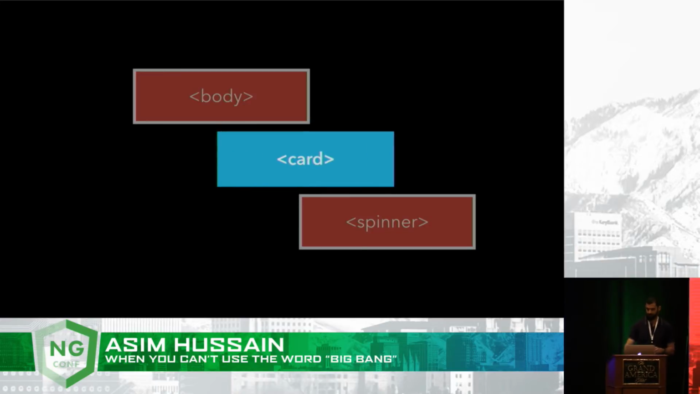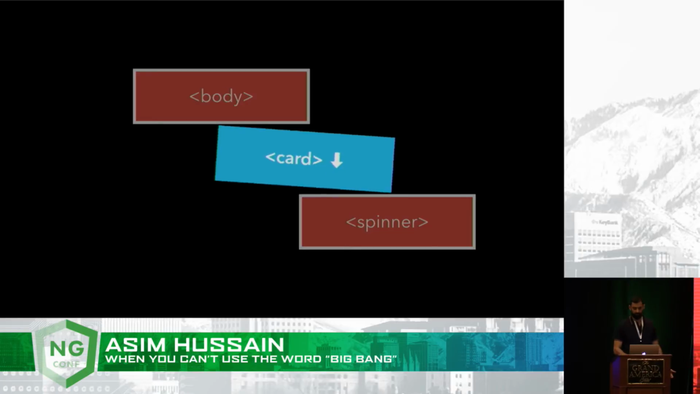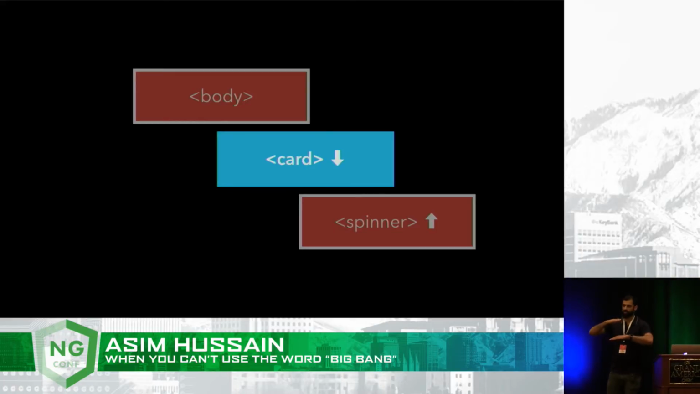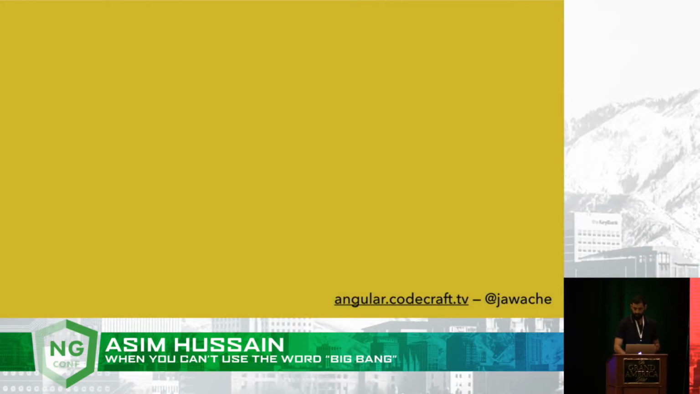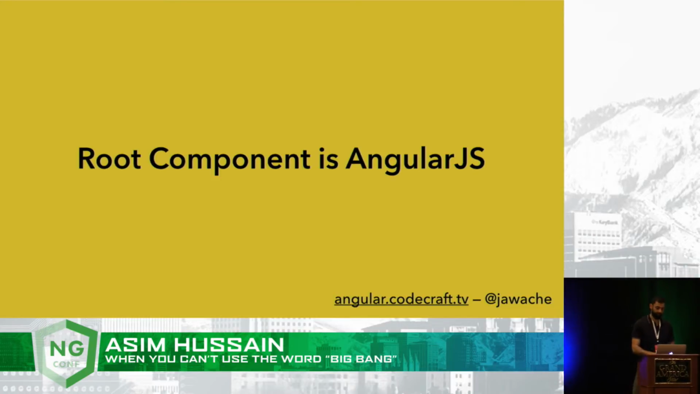We need to downgrade our Angular 4 entity so that the Angular 1 body tag can see it. But now we've got a problem because our spinner is Angular 1, so now the card component can't see the spinner. So we basically have to upgrade the spinner. And that's this game you're going to have to play during this migration process. You're just going to have to upgrade and downgrade different things at different levels to get everything to work together. And the topmost component is always Angular 1. It's always AngularJS, if you're ever wondering.